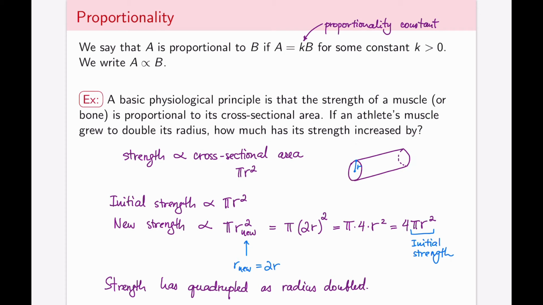But the thing is, the strength is proportional to the square of the radius. So whatever factor the radius increases by, the strength will increase by the square of that factor. So if the radius doubled, the strength has quadrupled. If the radius tripled, the strength would increase by a factor of 9, and so on and so forth. So these are not in a linear relationship, so double, double, quadruple, quadruple. These are in a quadratic relationship, and we have to be more careful about plugging these types of things in.